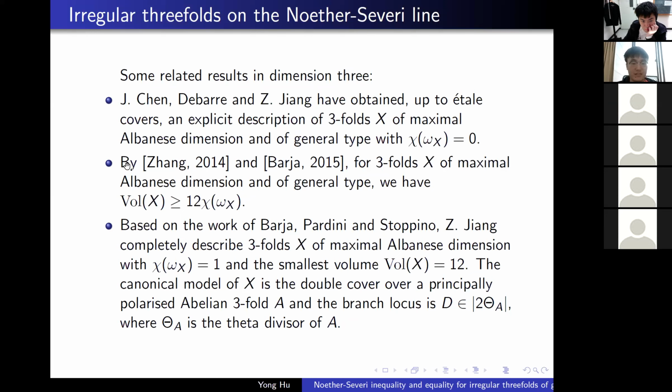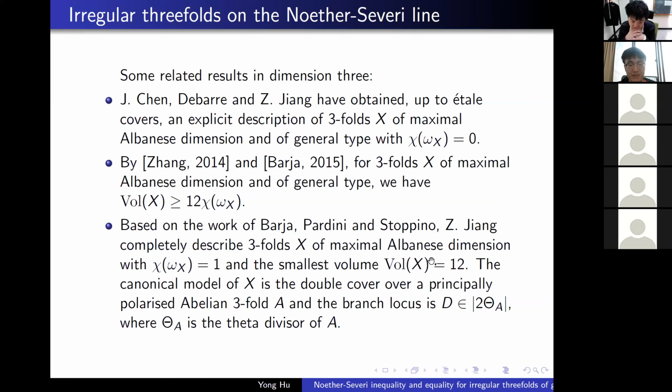The second result is by Tong Zhang and Barja's result. For threefolds X of maximal Albanese dimension and of general type, the canonical volume is larger than or equal to 12 χ(ω_X). And based on the work of Barja, Pardini, and Stoppino, Zhijie Jiang completely described threefolds X of maximal Albanese dimension with χ(ω_X) equal to 1. And by this inequality, we know that the smallest volume is 12.